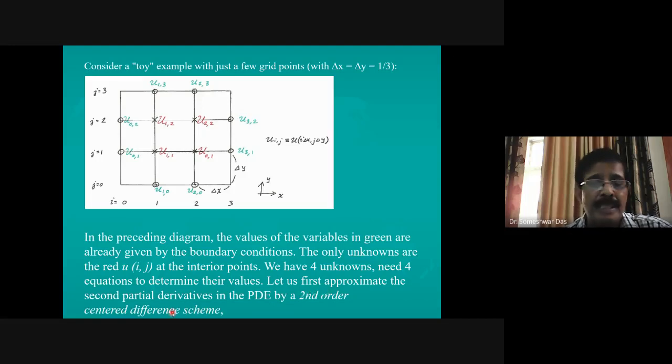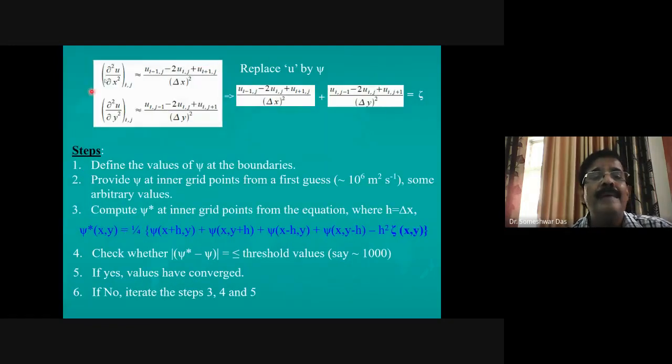Let us first approximate the second partial derivative in the PDE by a second order center difference. Same thing which you just discussed earlier. Del square u by del x square at the point ij is approximately equal to, using the center difference, u i minus 1 j minus 2 times u ij plus u i plus 1 j divided by del x square, and similarly del square u by del y square is equal to this one. For notation, you just replace u by psi, which is your stream function. This means that this plus this plus this is equal to zeta, right? This is what is your zeta.